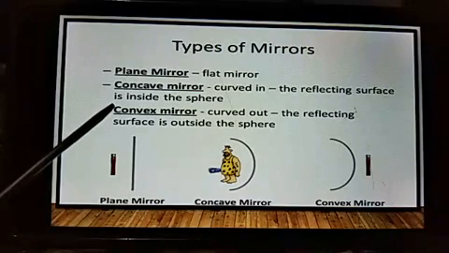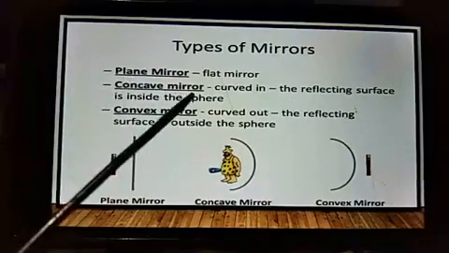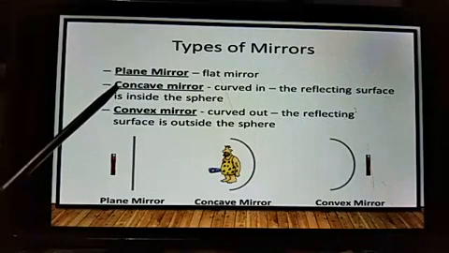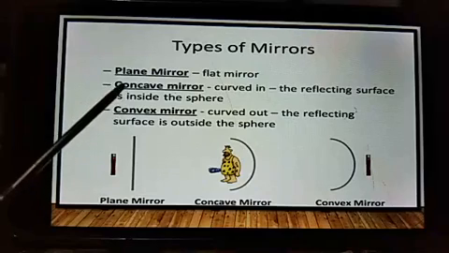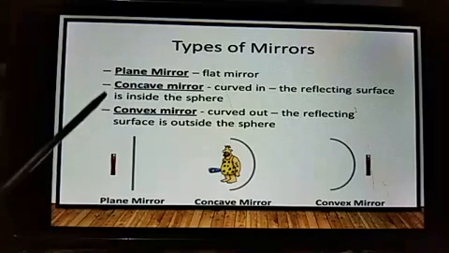So there are basically three types of mirrors. First is plane mirror. As you know, plane mirror is a flat mirror which has a highly polished surface and a flat surface. The other mirror is spherical mirrors or curved mirrors. So there are two types of spherical mirrors again.